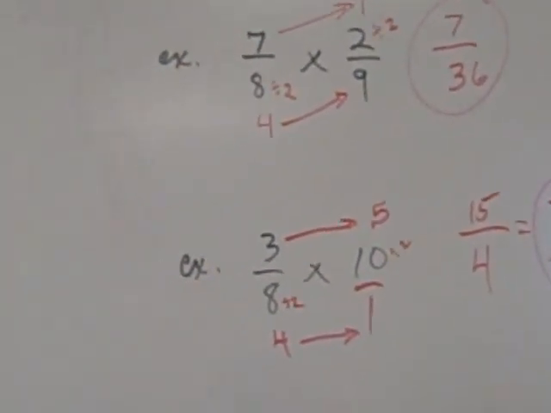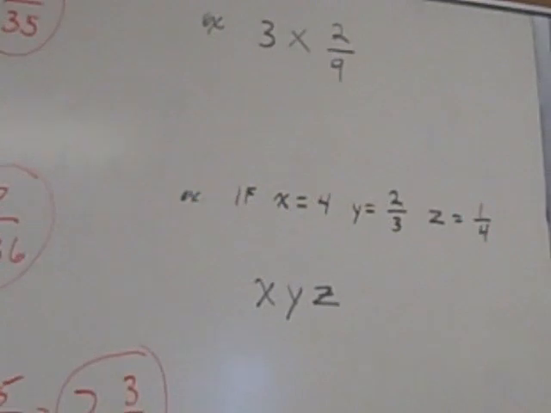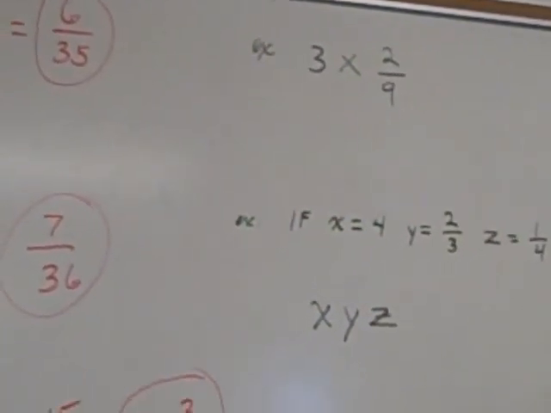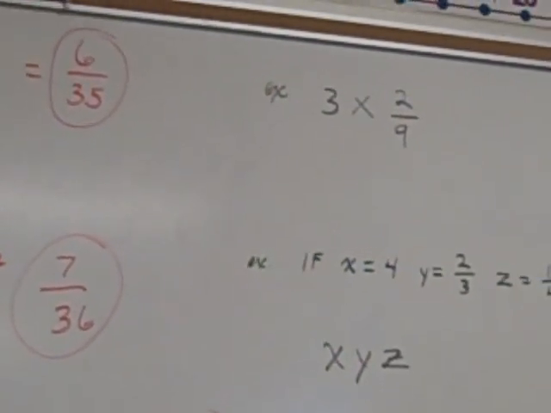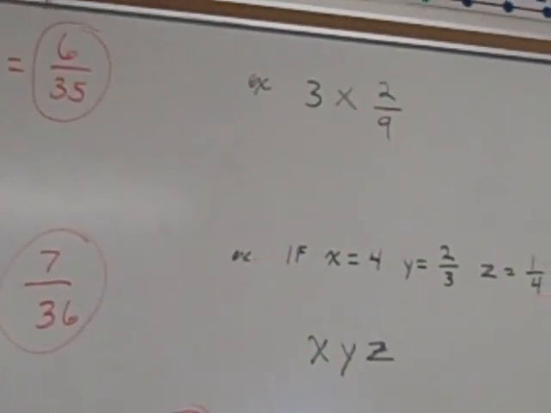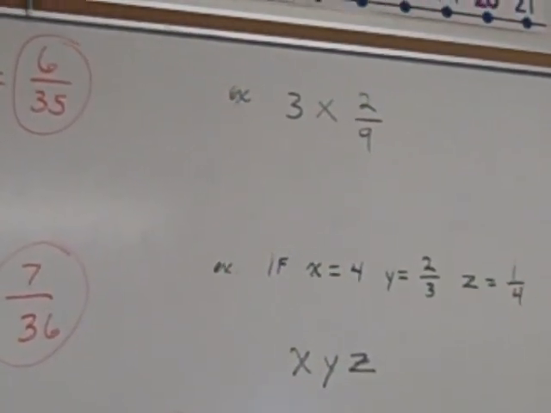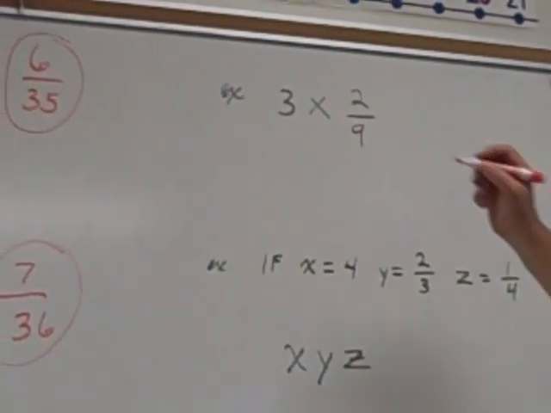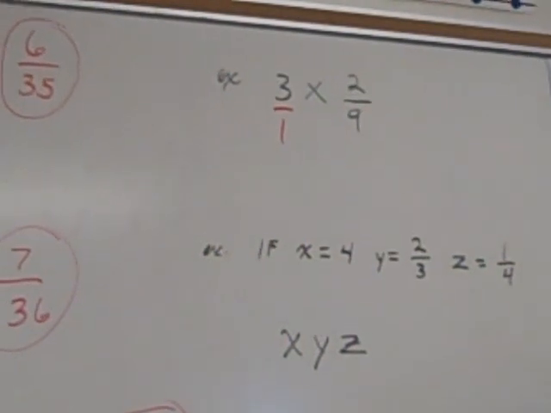3 times 2 9s. You got a problem with this one? Yes. What's the problem with it? They're not fractions. Yes, that's the problem. How do you solve the problem? Put a 1 under the whole. There you go. You can divide them both by 1. All right.